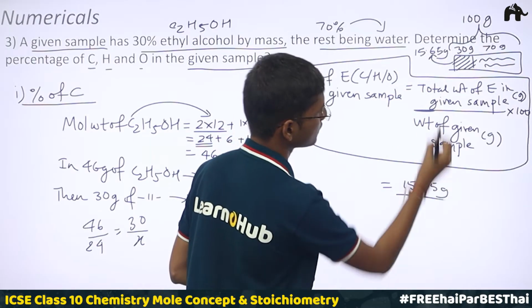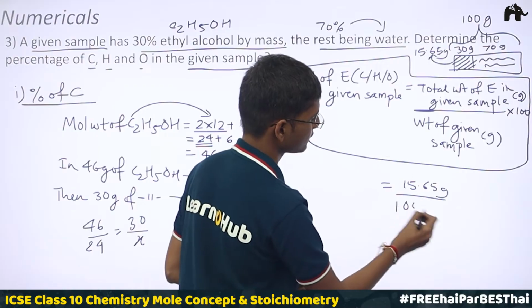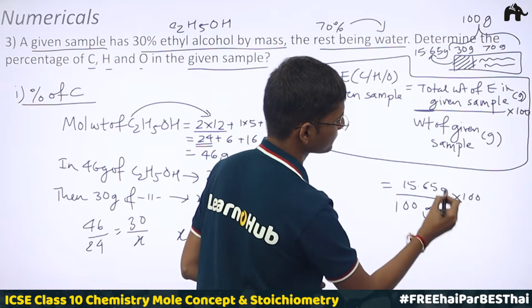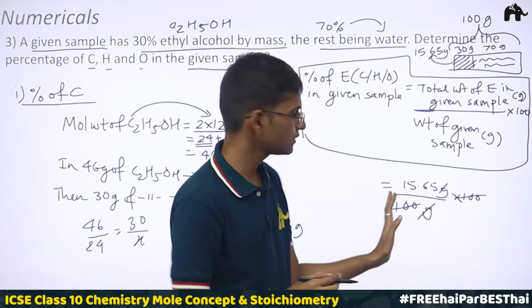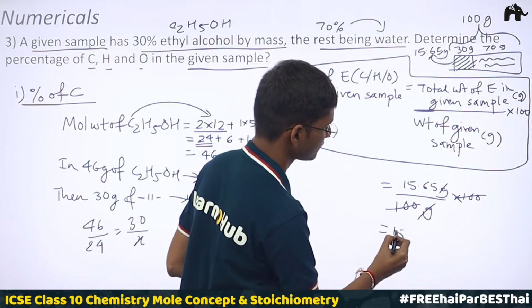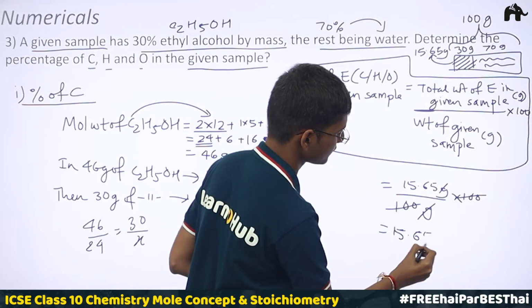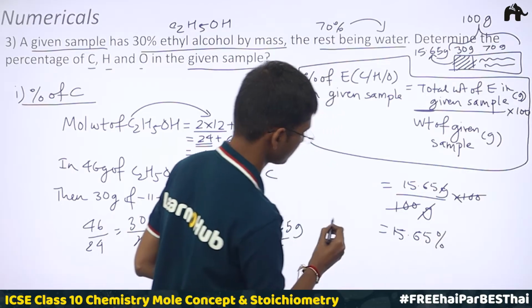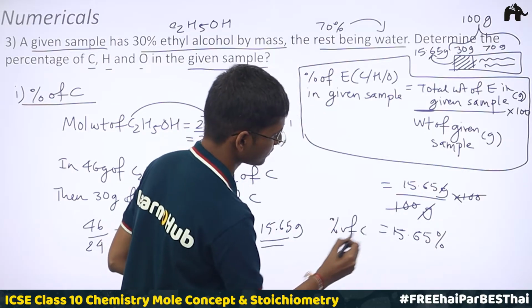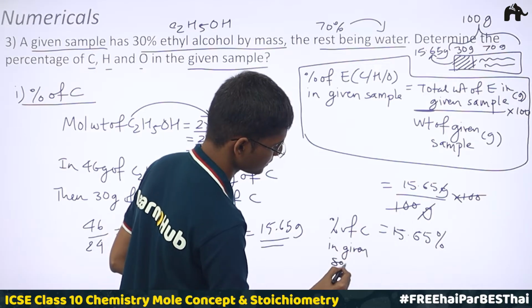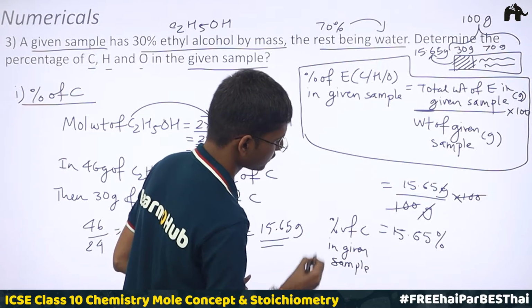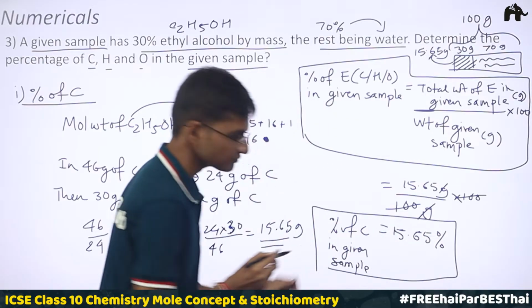So we are just putting it into this formula: 15.65 grams upon the weight of the given sample, which is 100 grams, into 100. That's it. Grams cancelled, 100 cancelled. What is remaining? 15.65. So 15.65%. So the percent of carbon in the given sample we found out, right?